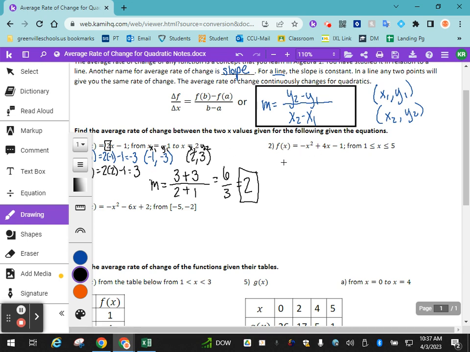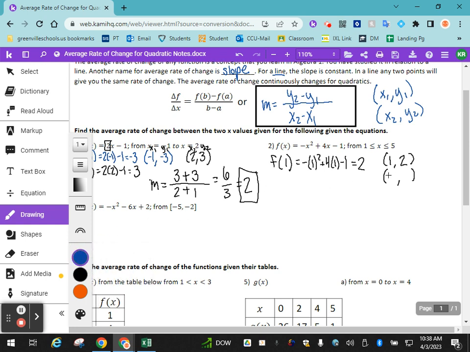But we're not working on lines, we're working on quadratics. So let's do it again where it's a quadratic and we can't just see the slope from the equation. So this again is from 1 to 5. So we have the x's, you need to know the y's. So if I plug in 1, -1 squared plus 4 times 1 minus 1. And you can put that all in the calculator, but that's going to be -1 plus 4, that'd be 3, minus 1, that'll be 2.